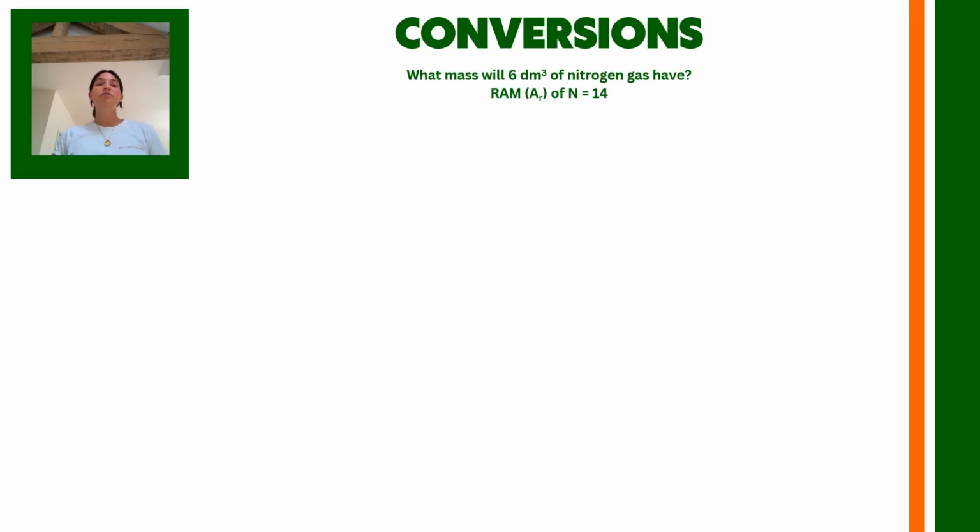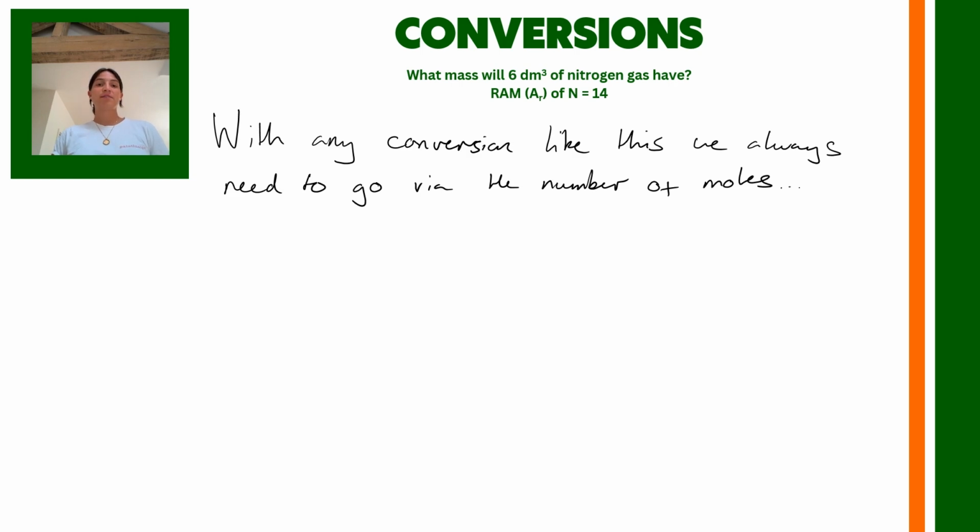So let's do some conversions. What mass will 6 decimeters cubed of nitrogen gas have? And it gives me my relative atomic mass of nitrogen being 14. So with any kind of conversion like this, my first thought is I need to first figure out the number of moles, because that's what gets included in this equation that relates the number of moles to the volume of my gas. Then I can work out the mass from there.